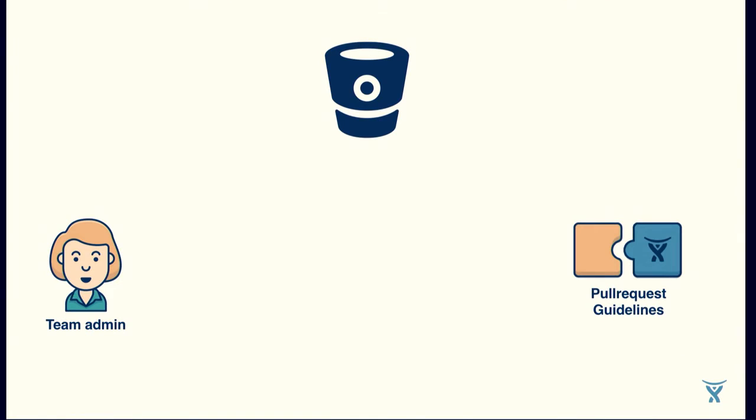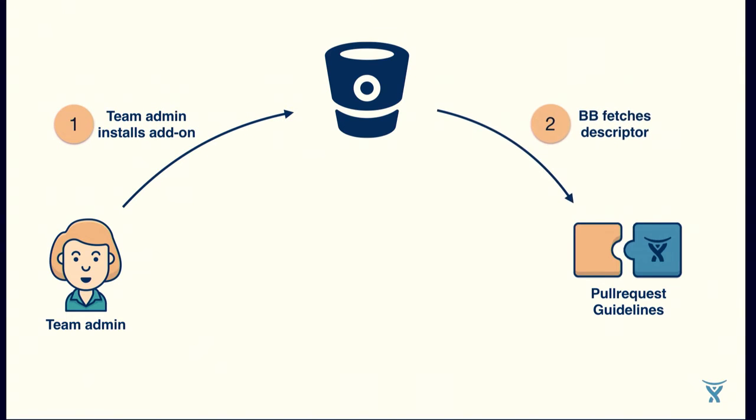On the left side, you have a team admin who's about to install this add-on. Up top, Bitbucket. On the right, the add-on. So first off, the team admin decides to install the add-on. They hit the install button. Bitbucket then fetches the descriptor of the add-on at this time.